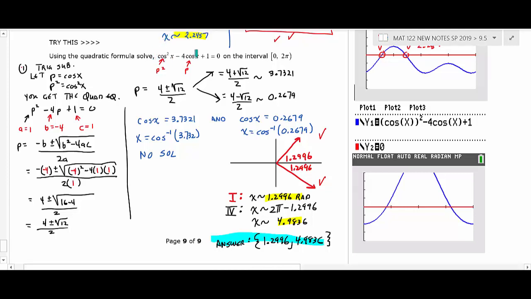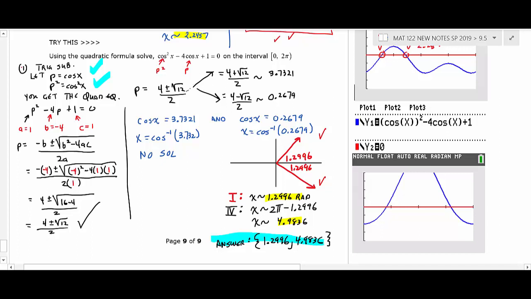So I did a trig sub. P was cosine x. Therefore, p squared is cosine squared x. So you start with those two pieces right there. When you do the trig sub, you're going to get p squared minus 4p plus 1 equals 0. All of this work here is solving the quadratic formula. So you need to look at your arithmetic and see if you got down to this point: 4 plus or minus root 12 over 2.